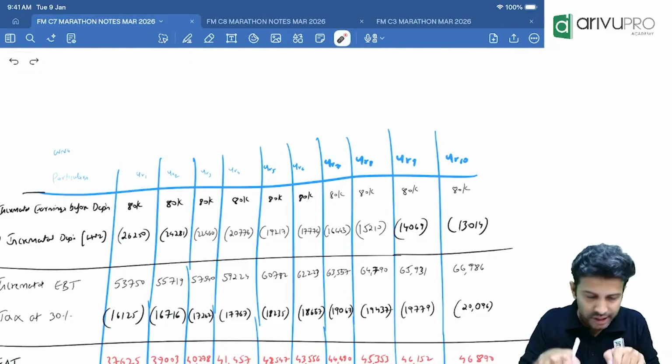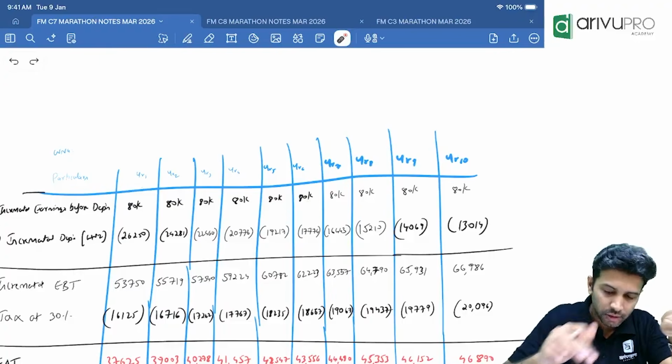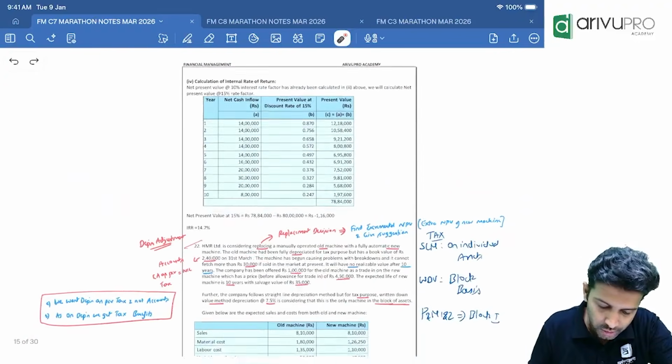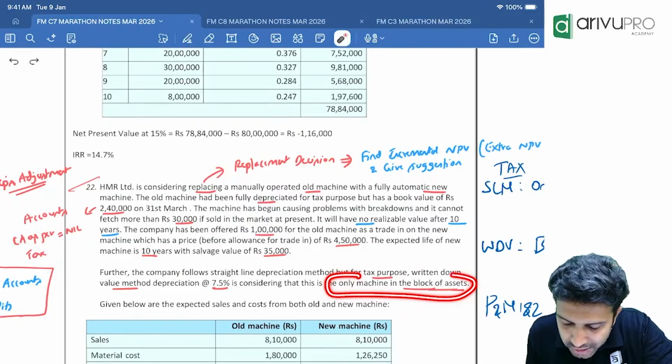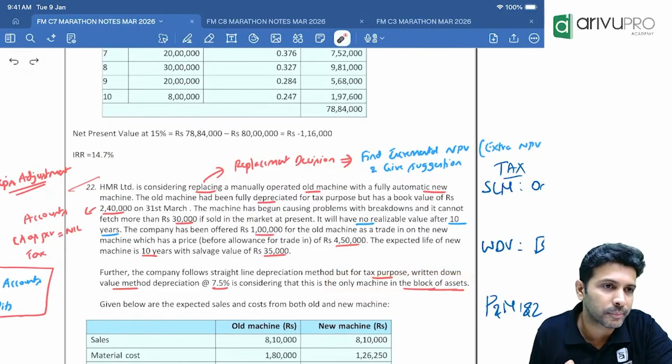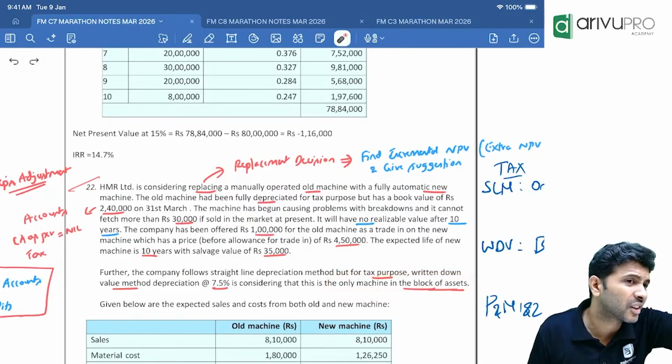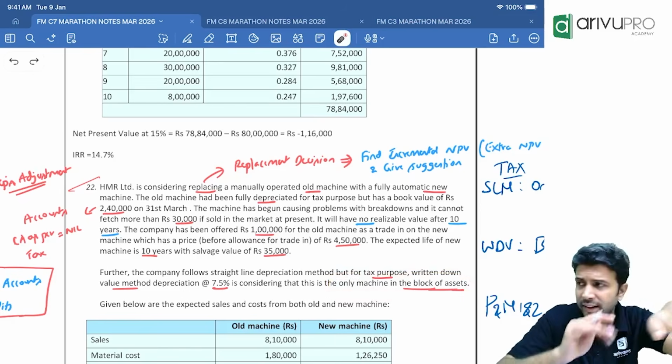Now, people, check the same question. In fact, they told you this in the question. Somewhere they mentioned: consider that this is the only machinery in the block of assets. That means in this block, how many assets are there? Only one. So currently we have an old asset.